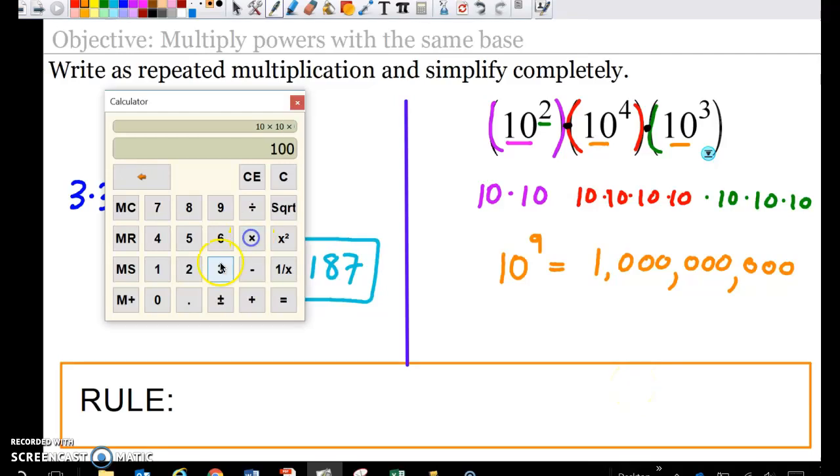Okay, let's double check. 10 times 10 times 10, 4 times, 5 times, 6 times, 7 times, 8 times, 9 times. 1, 2, 3, 4, 5, 6, 7, 8, 9. 1 billion.